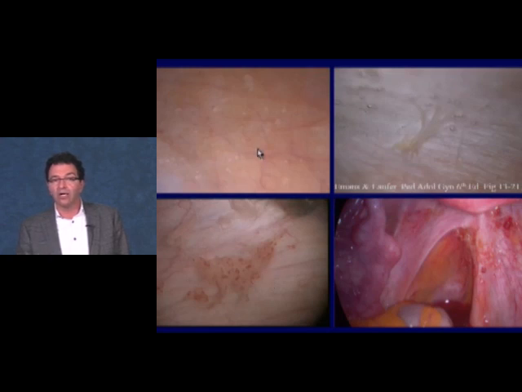Here you can see more clear lesions. This is an underwater technique to see the lesions. This is under a liquid distension media. It looks like endometrium floating.